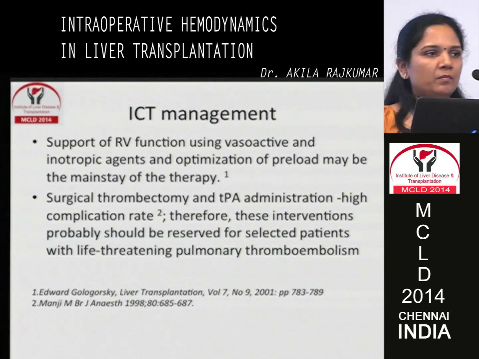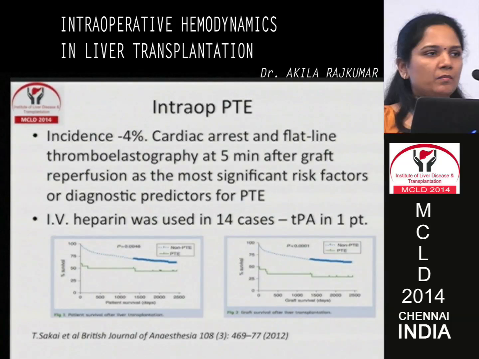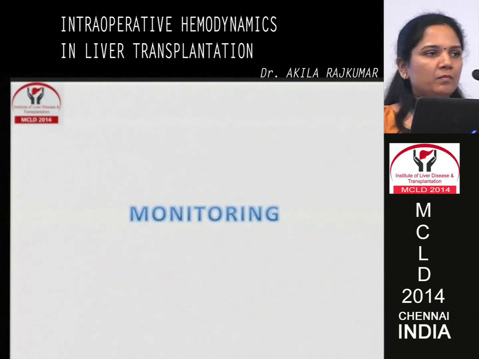So managing them, supporting the RV function at this point with vasoactive and inotropic agents and optimizing the preload is the mainstay of therapy. Any interventions like thrombectomy or use of tissue plasminogen activator can cause high complication rates, and they should only be reserved for selected patients with life-threatening pulmonary thromboembolism. This is about the incidence of pulmonary thromboembolism. The incidence is 4%, and heparin infusion was used. The mortality when a pulmonary thromboembolism occurs intraoperatively is around 30%.